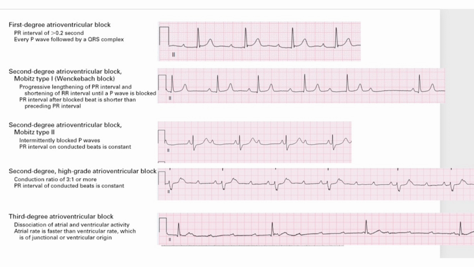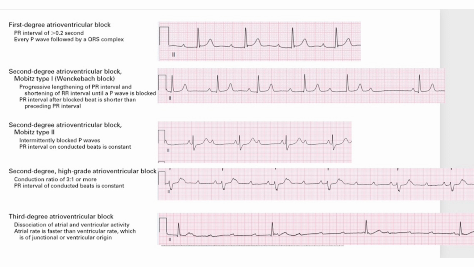The second EKG strip shows Mobitz type 1. The third EKG strip shows Mobitz type 2. That's intermittently blocked P waves. The PR interval on the conducted beat is constant. The third type of second-degree block, high-grade atrioventricular block, is where the conduction ratio of P waves is 3:1 or more. The PR interval of the conducted beat is constant.